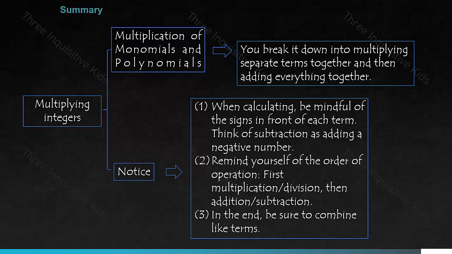Notice that when you're calculating, be mindful of the signs in front of each term. Think of subtraction as adding a negative number. So if you see minus 5a, you can think of it as adding a negative 5a. That sign in front of every term is actually part of that term. It's part of the coefficient of the term.